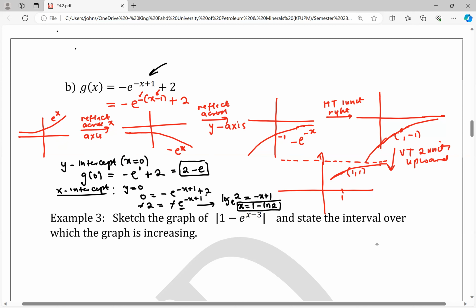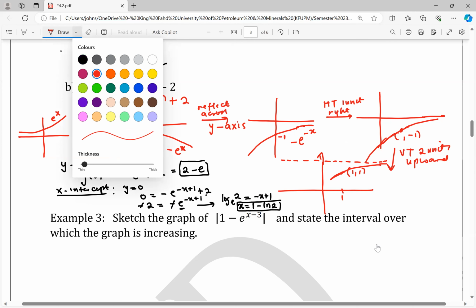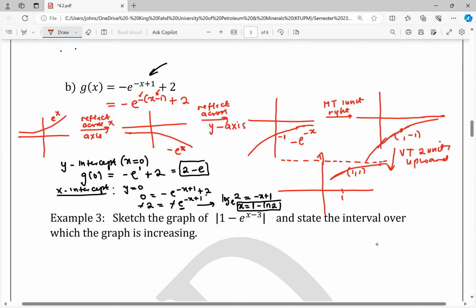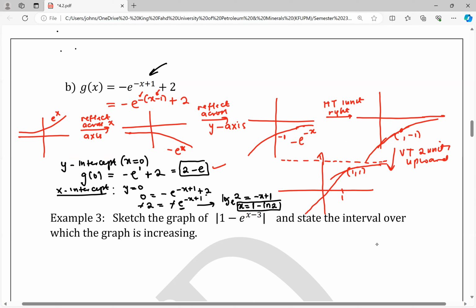So what can we see? We can see that this means that the graph is cutting the y-axis. Remember, this is negative. So it has to come and cut somewhere here. It has to cut somewhere here. So this is our negative y-axis, and this is our positive x, our negative y-intercept. What is the y-intercept? It is 2 minus e. And what is the x-intercept? It is 1 minus ln 2, which is positive.